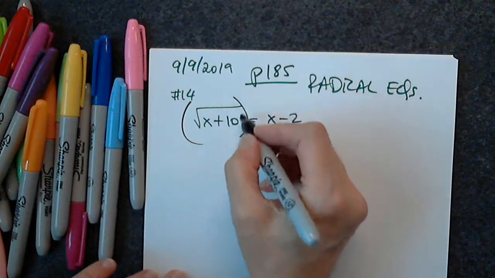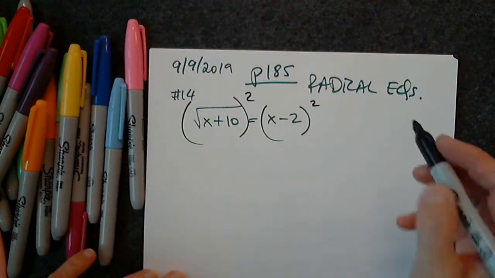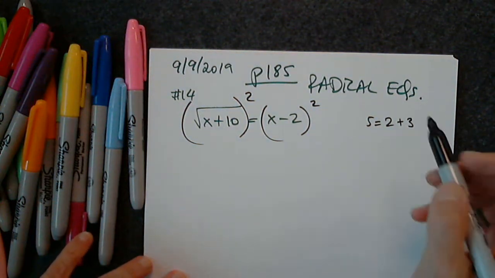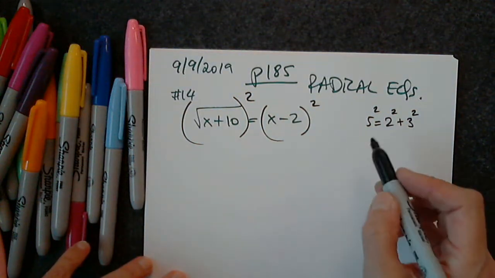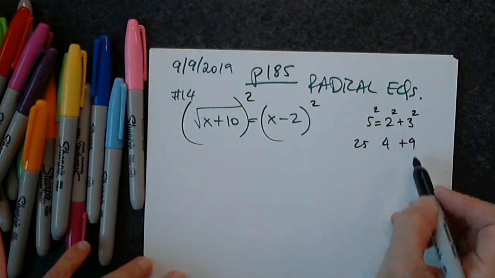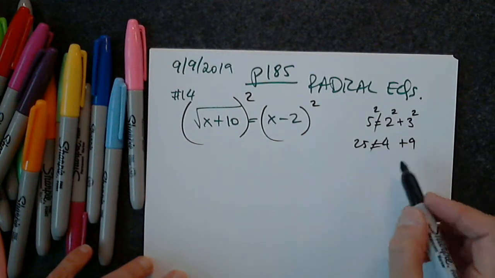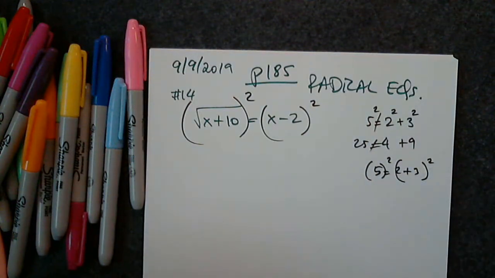But remember, we square both sides as one unit. Is 5 the same thing as 2 plus 3? But if you make the error to do this, that would be incorrect, because this is 25 and this is 4 and this is 9, and they're not the same. So when we square, we have to square the left-hand side and the right-hand side as one unit.